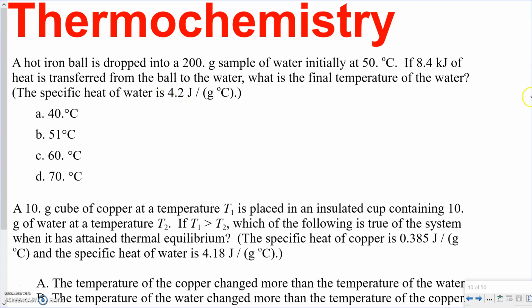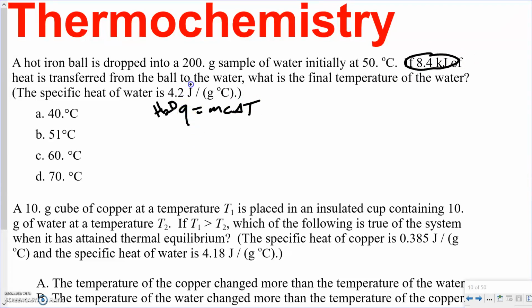Okay. So we know our equation is going to be Q equals MC delta T. We're not really being asked about the iron ball in any way, shape, or form. We're just given information about it, or told that we have it. So we're only going to be doing this for the water. Okay, so that makes our math a little bit easier. Q is the heat transferred, which in this case is the 8.4 kilojoules.